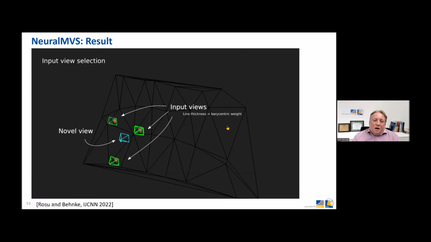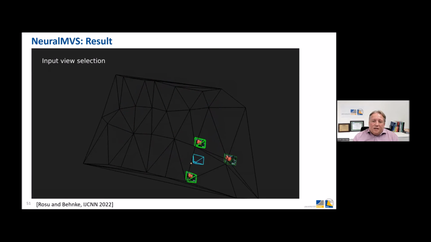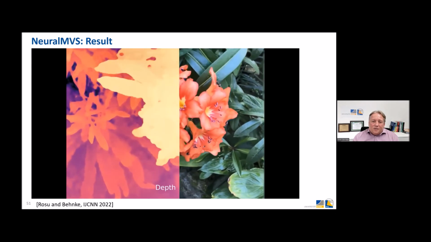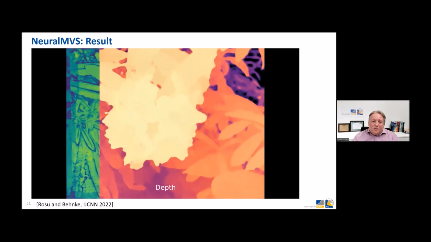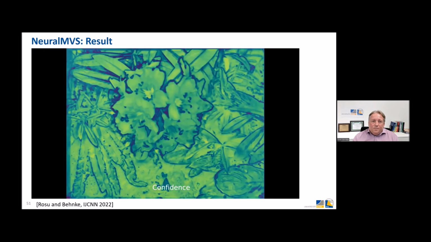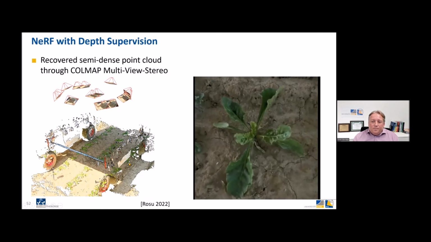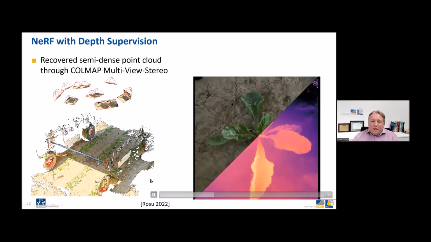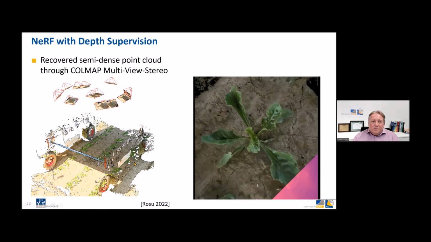Here you see how, from the input views that are available from the scene, this method selects the nearby views and is then able to render not just the color, but also depth, and also the uncertainty of this depth estimate. If we have this 3D reconstruction of the scene, we can also supervise the method to produce the depths that we actually estimated using COLMAP. And then the produced depth is more consistent.